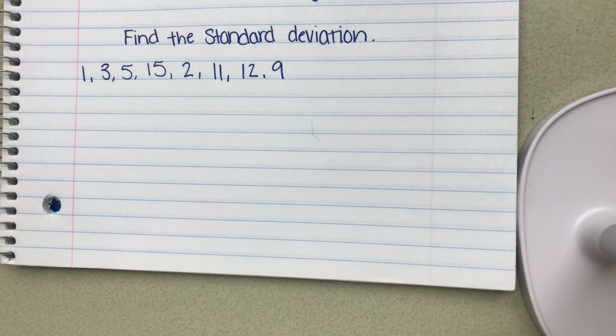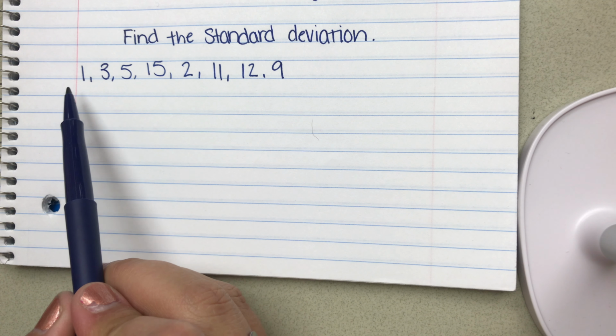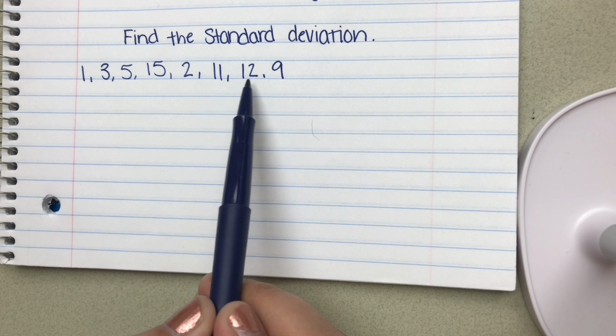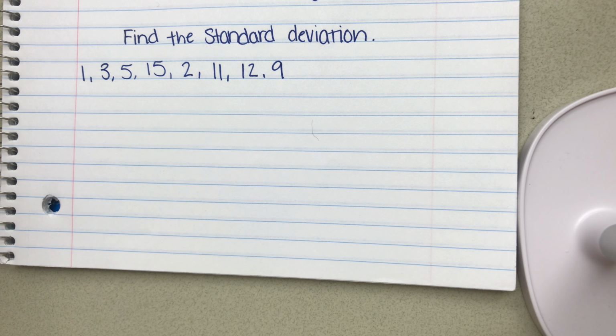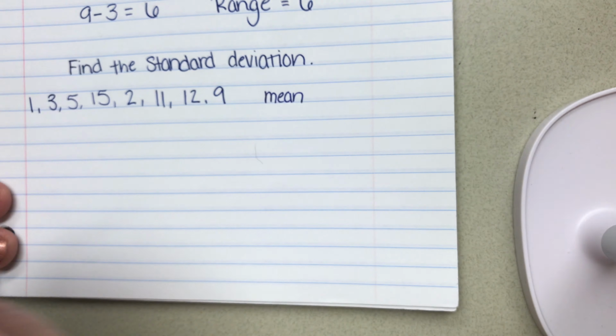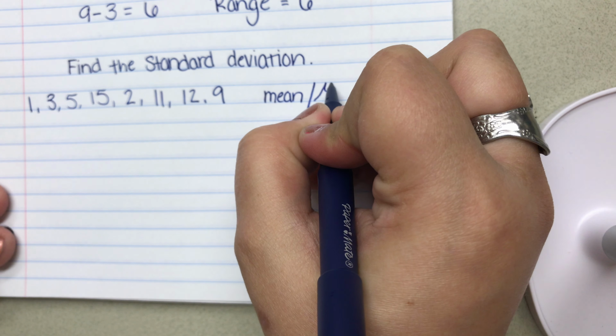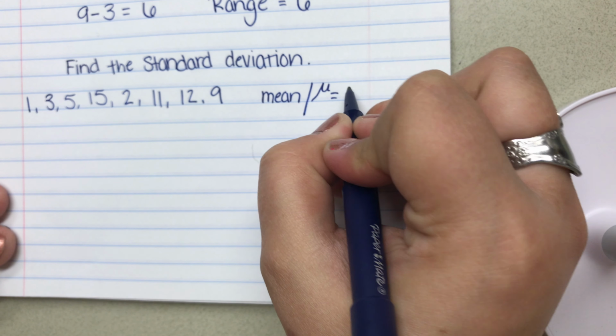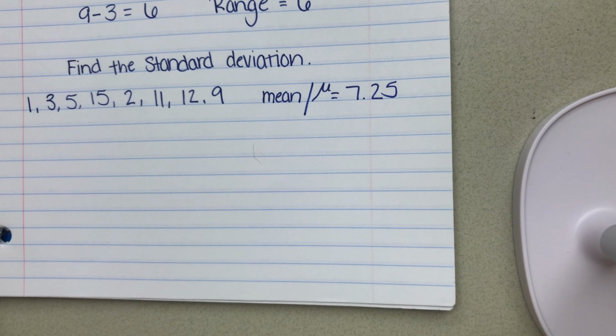So we are going to first find the mean of this set of numbers. We have 1 plus 3 plus 5 plus 15 plus 2 plus 11 plus 12 plus 9. That is 58. We're going to divide that by 1, 2, 3, 4, 5, 6, 7, 8. And that means that our mean, which has a funky symbol, is equal to 7.25.